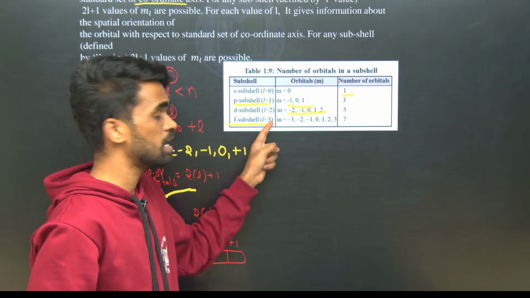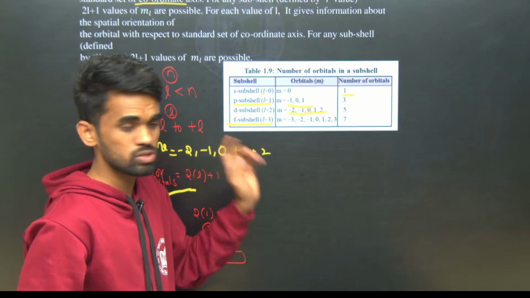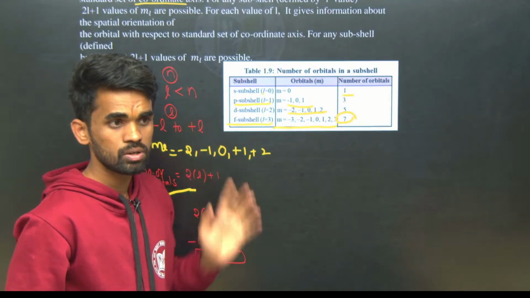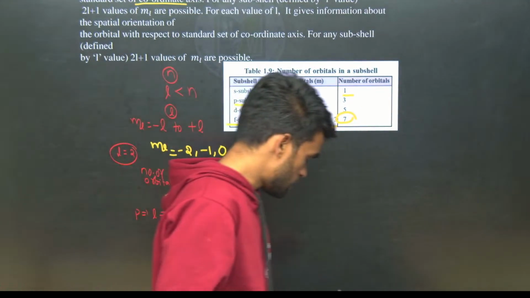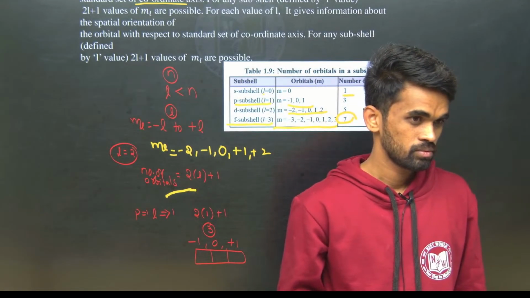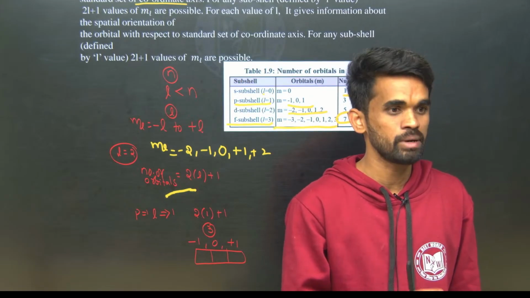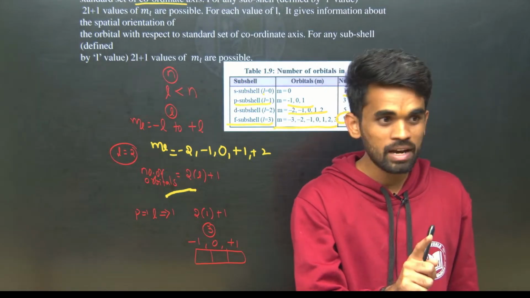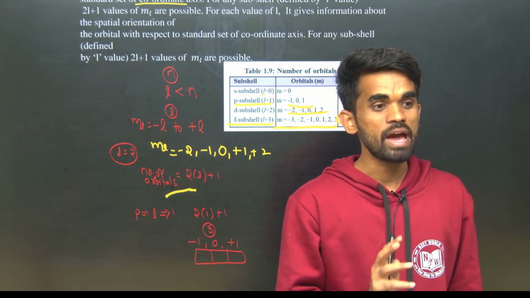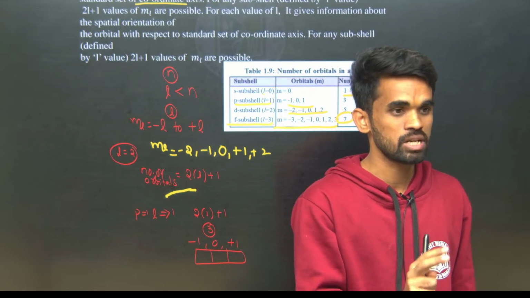Okay. For the f subshell, l equals 3. So 2 into 3 is 6, plus 1. So 7 orbitals are possible, with m values ranging from minus 3 to plus 3. Okay. So now, the maximum number of electrons filled in an f orbital. 14. What is my question? The maximum number of electrons filled in an f orbital. 14. Orbital, so it should be 2 only. Whenever the word orbital is there, it should be 2. Now, if I ask the maximum number of electrons filled in the f subshell, then it is 14.